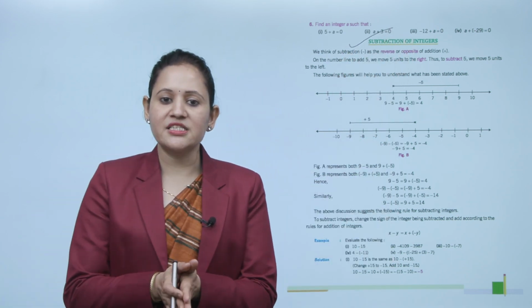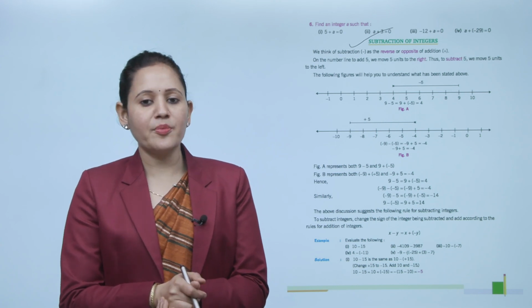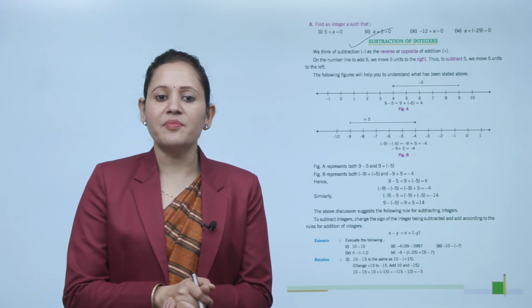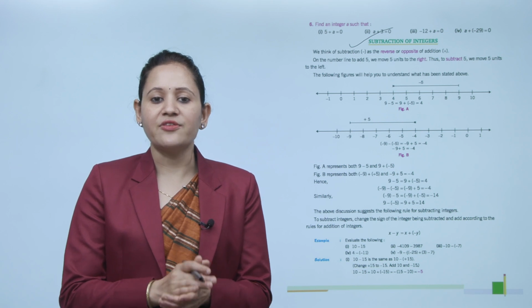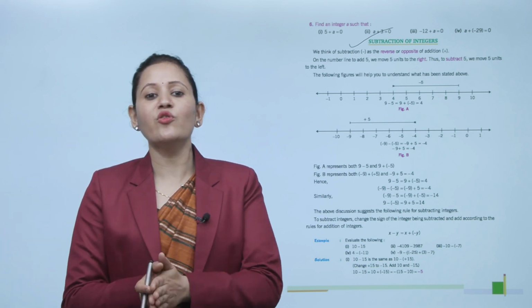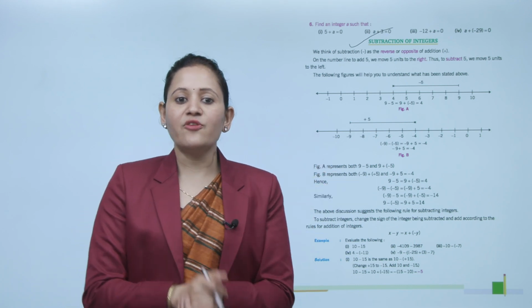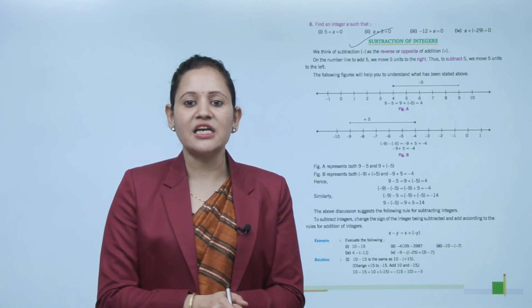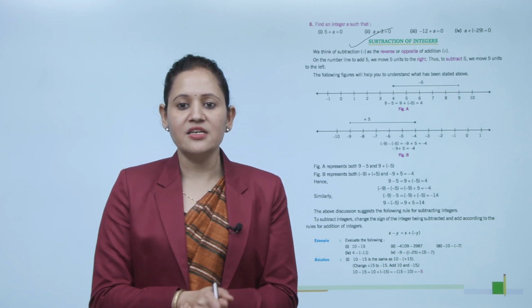We think of subtraction as the reverse or the opposite of addition. On the number line, to add 5, we move 5 units to the right. Thus, to subtract 5, we move 5 units to the left. The following figure will help you to understand what has been stated above.